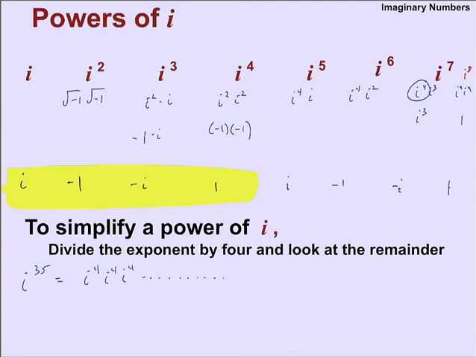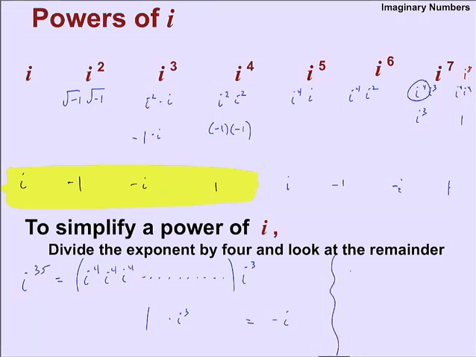What I care about at the end is when I'm done, all of those I to the 4ths are all going to be 1 anyway, and all I really care about is how many are left over. So if I take 35 and I try to make groups of 4 out of it, I can get up to 32, but then there are 3 left over. So all that matters in the end is that leftover 3, which we know from our chart up here is equal to negative I. So this whole thing is just negative I.